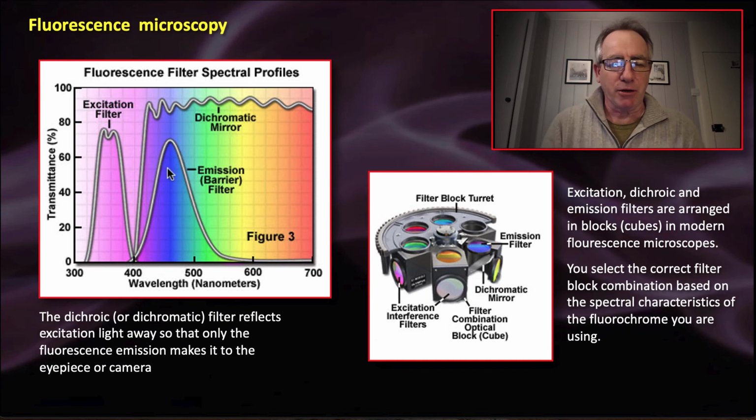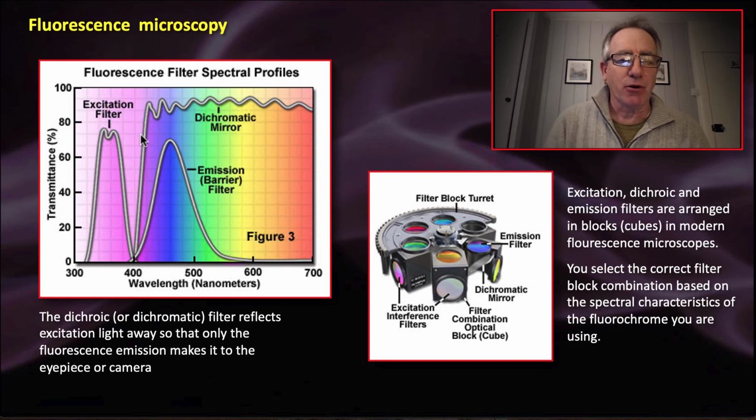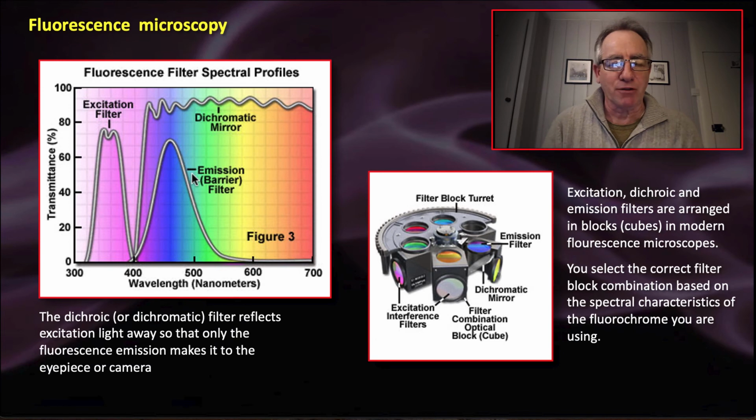So a fluorescence microscope has to have a special third piece of glass, and that's this thing here called a dichromatic or dichroic mirror is what I call it. And the dichroic mirror allows the excitation light to hit the specimen, but then it blocks it from coming to the detector, which might be your eye or it might be a camera of some sort.